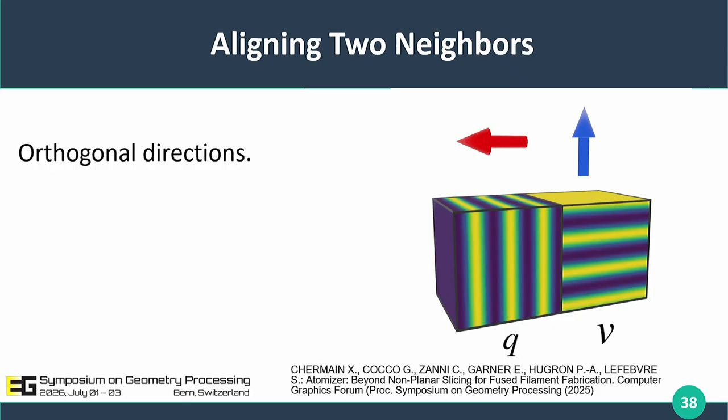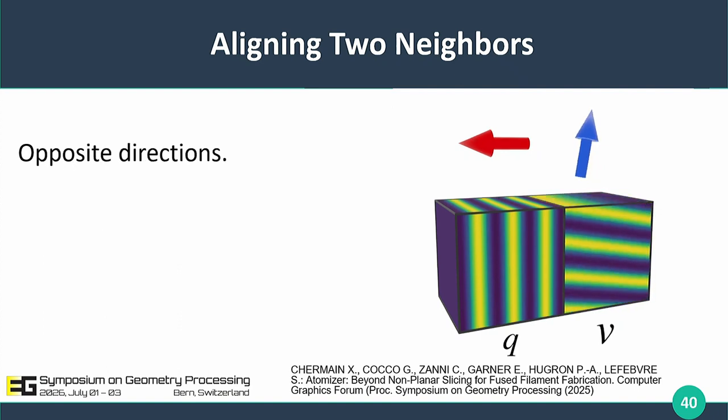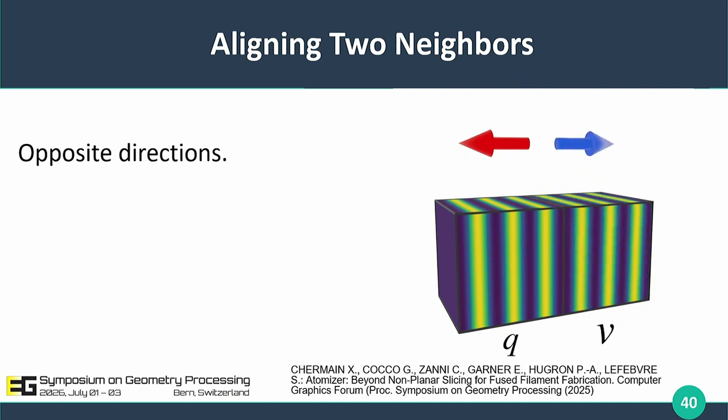The first is what happens if you have orthogonal directions. As you can see, the waves do not really align in this case. However, as there is no clearly better solution here, there is not much we can do, and we just have to accept it. A much more interesting case is what happens with opposite directions.